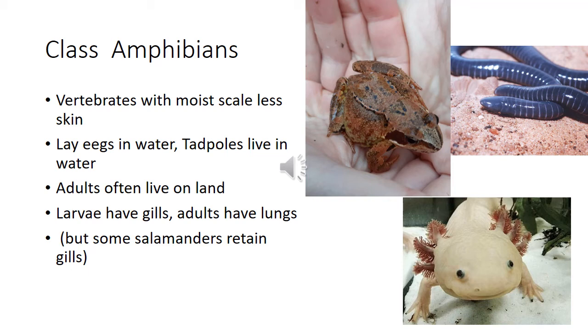The larvae have gills, but the adults have lungs, and this is the general thing. But some salamanders retain their gills as adults because they stay underwater. And in general, they have 4 legs, but there are some amphibians who are more snake-like, and they have lost their legs again.